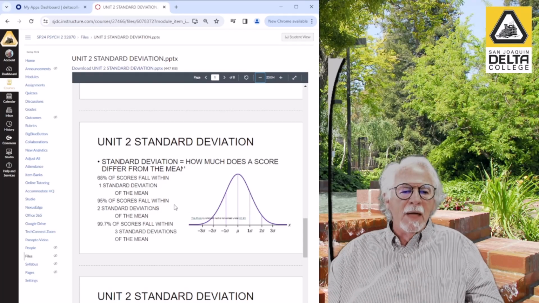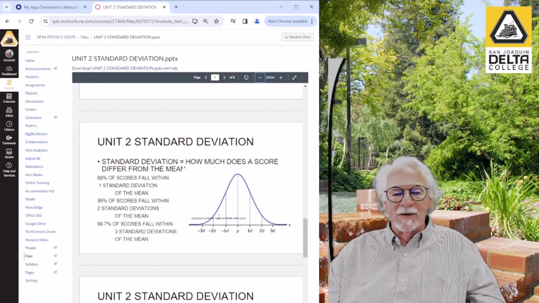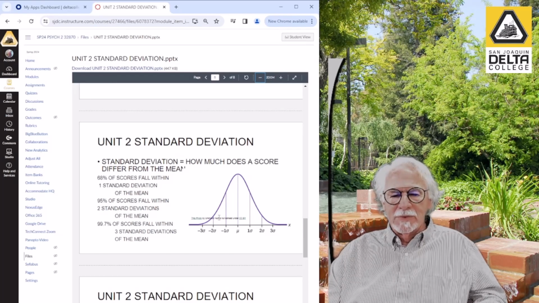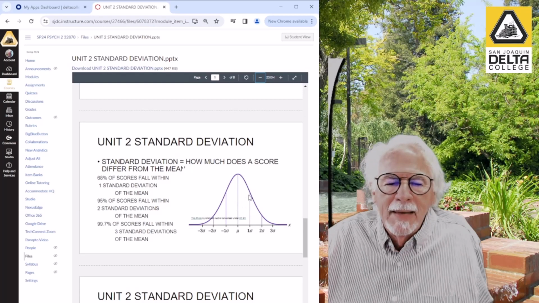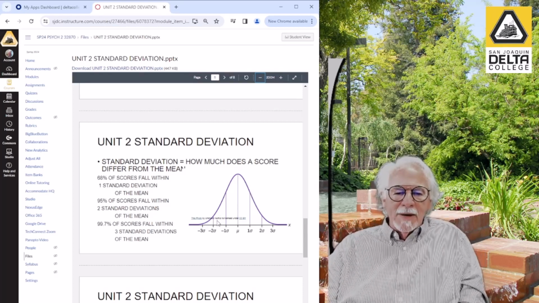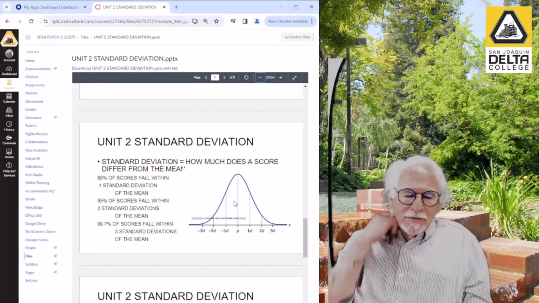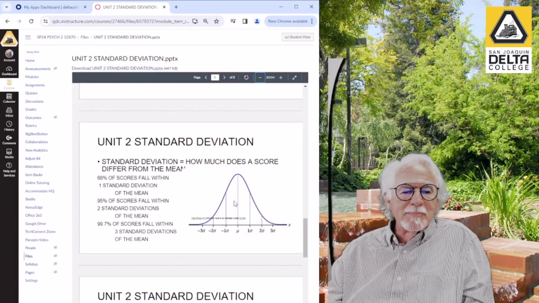Rule two: 95% of all the people are going to score right here, within 2 standard deviations from the mean. When I say within 2, I'm including the negative side and the positive side. So we're talking about this whole area right here, from -2 standard deviations to +2. I should figure out how to shade what I'm talking about. This whole area, 95% of the people will be in that area.